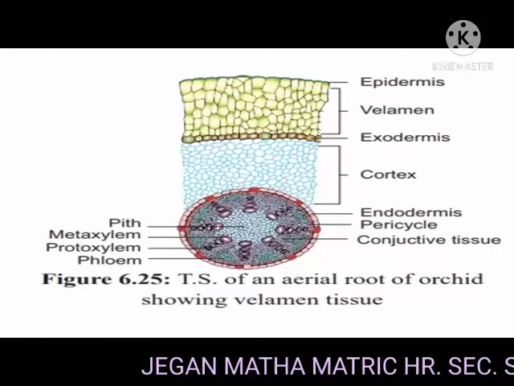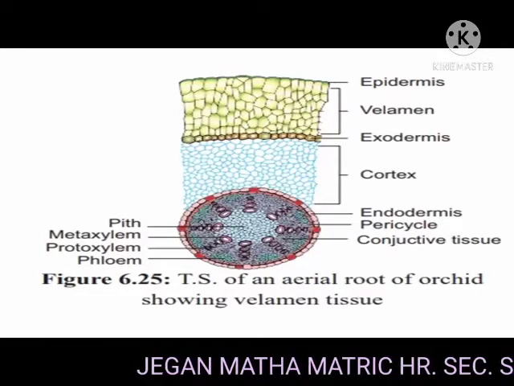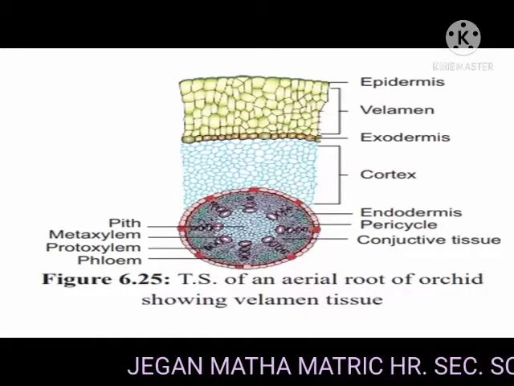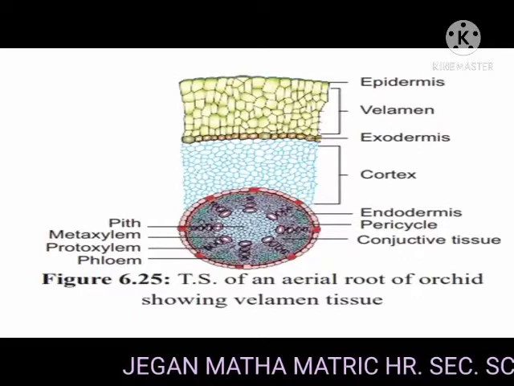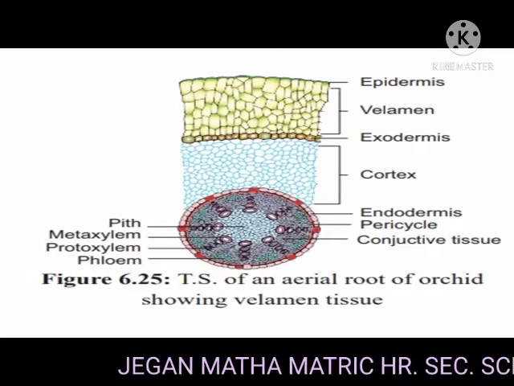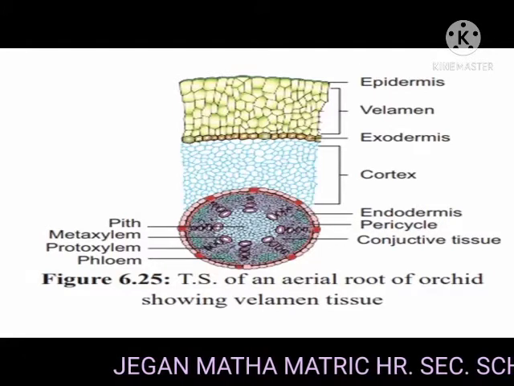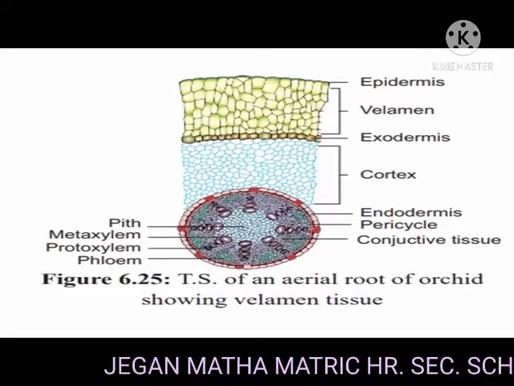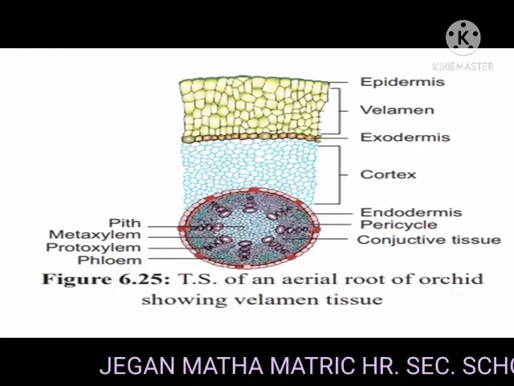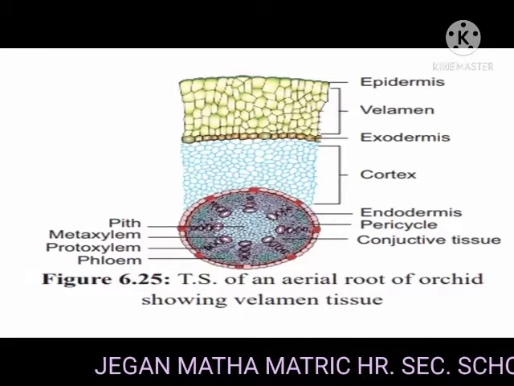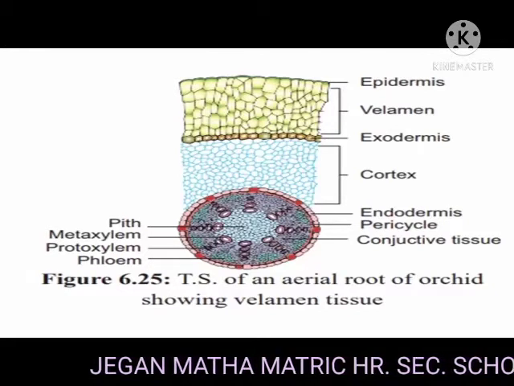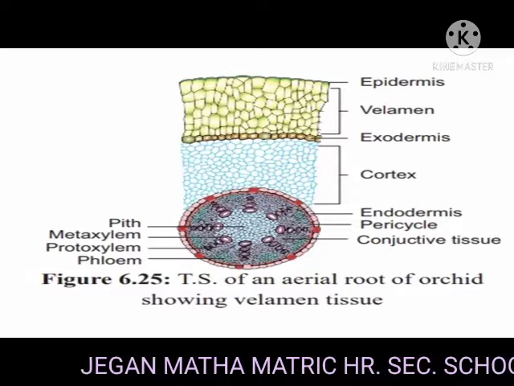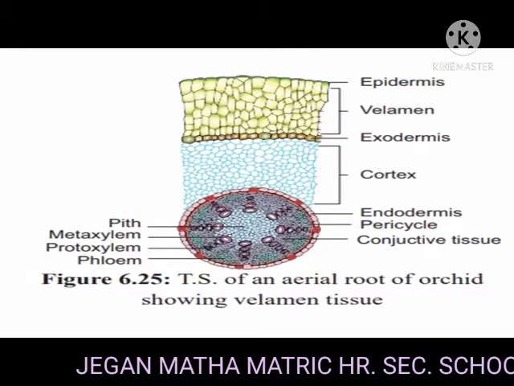Anatomical adaptations. Multi-layered epidermis is present inner to the velamen tissue. The peculiar exodermis layer is present. Presence of thick cuticle and sunken stomata greatly reduce transpiration. Succulent epiphytes contain well-developed parenchymatous cells to store water. Physiological adaptation. Special absorption process of water by velamen tissue.